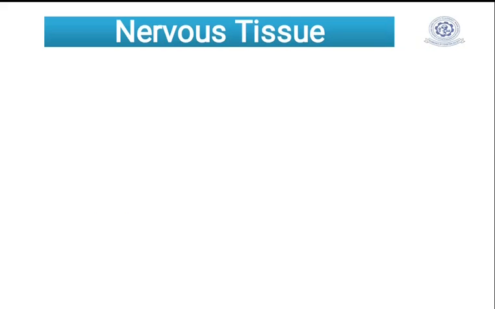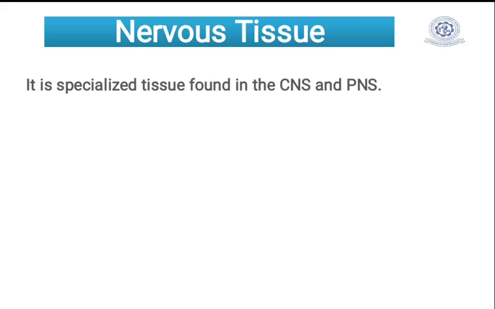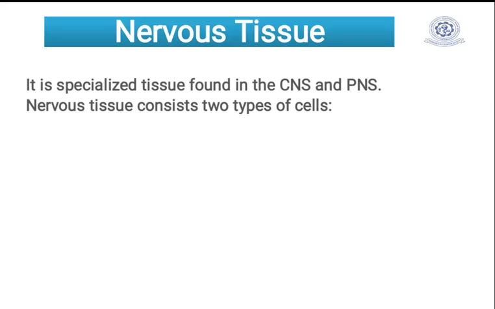Now we are going to see nervous tissue. Nervous tissue is a specialized tissue found in the central nervous system and peripheral nervous system. Nervous tissue consists of mainly two types of cells. They are neurons and neuroglia.